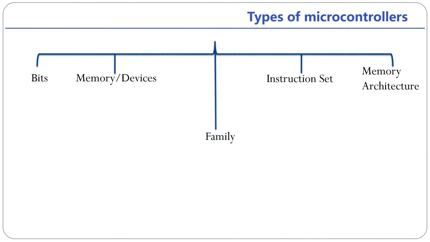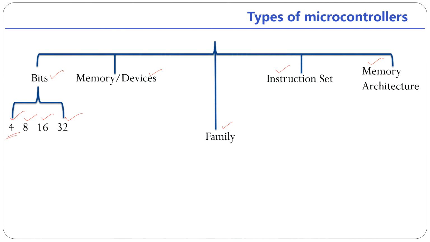Coming to the types of microcontrollers, they are classified based on these parameters. The first one is bits, the number of bits it is handling, then memory or IO devices, family, instruction set, and memory architecture. Based on these five parameters, microcontrollers are classified into several categories. Let us see one by one. The first one is based on the number of bits it is handling. They are classified into 4-bit, 8-bit, 16-bit, and 32-bit microcontrollers.